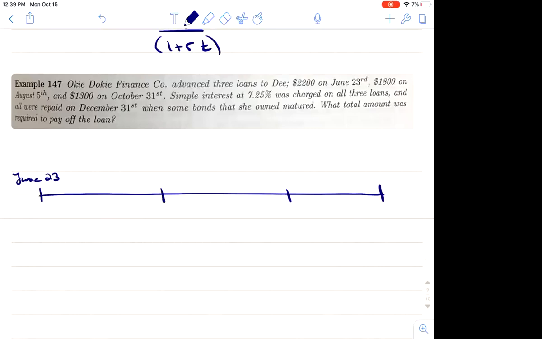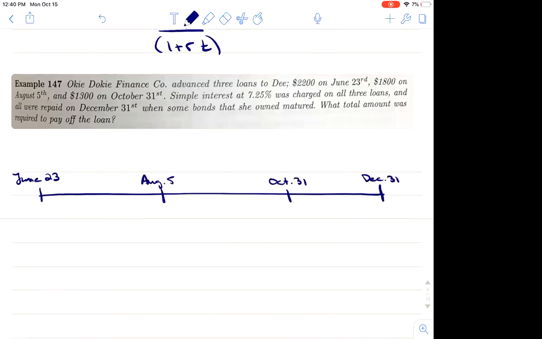And then we have August 5th, October 31st, and then they're all repaid on December 31st. Okay. So that's the first thing that we have to do to sort out this mess of information.